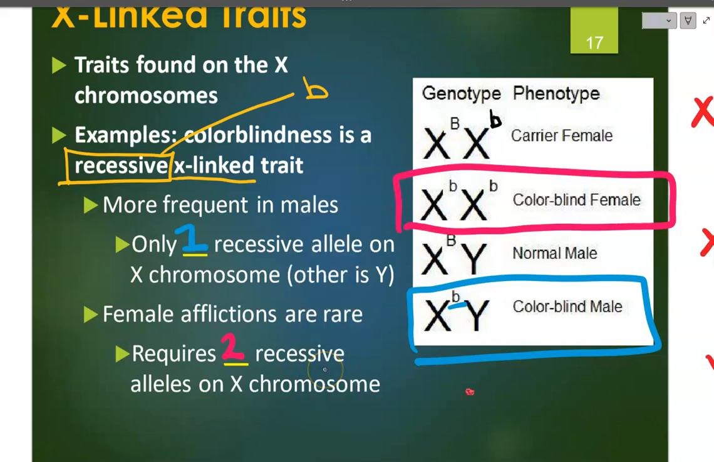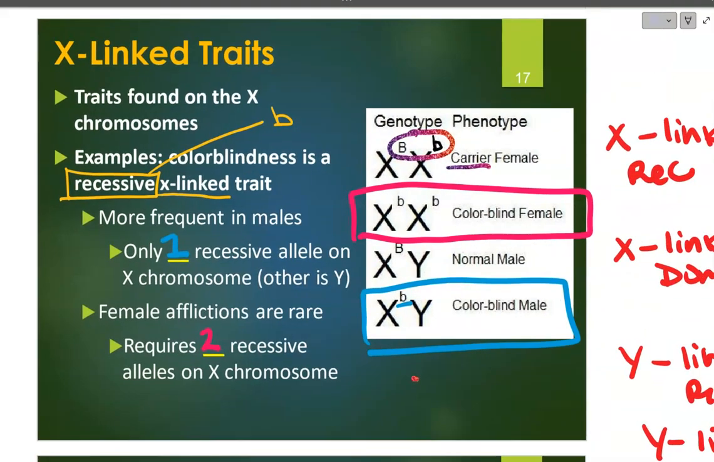Females who are heterozygous, so a capital letter and a lowercase letter, are what we call carriers. So they are carrying the trait, but they themselves are not colorblind. So that's how you can have a son who is colorblind when both parents are not colorblind. Because if the mom is carrying that trait and she passes it on to her son, then he could be colorblind.